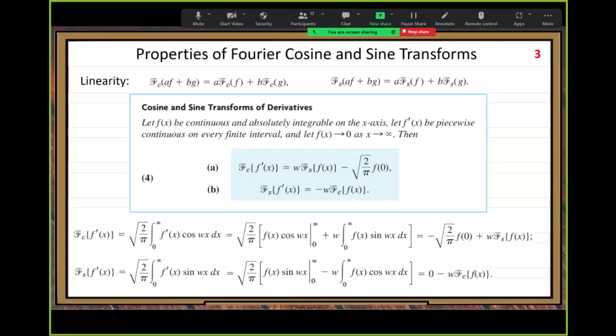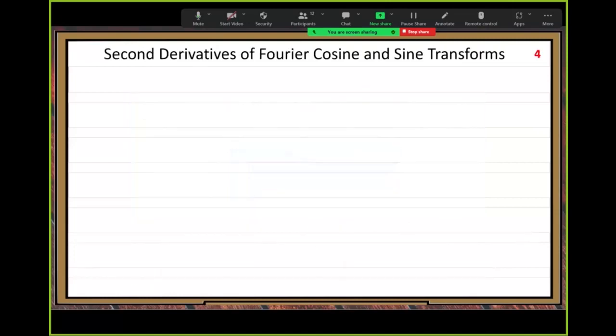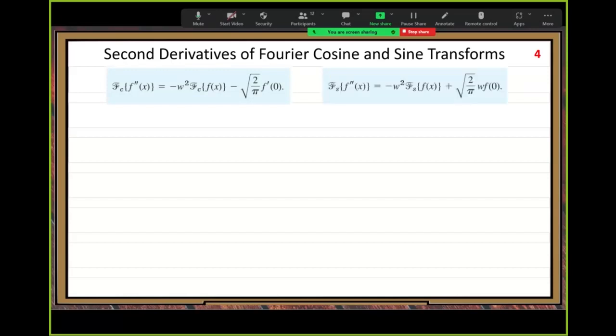So this is the first derivative, then the second derivative. For the second derivative, we apply the first derivative formulas twice, so we get the second derivative. Next slide: second derivatives of Fourier cosine and sine transforms. The final formula is like this, these two.